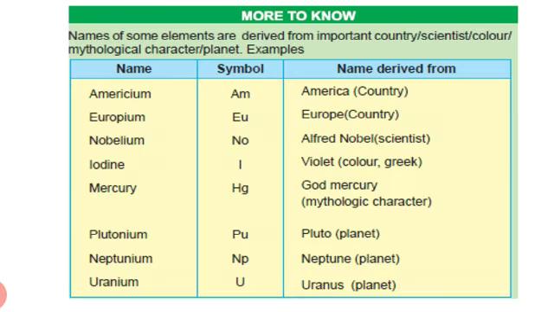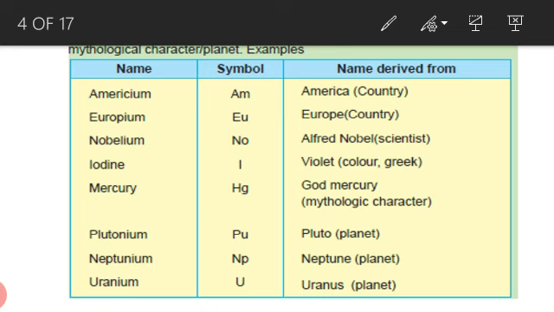Next, some elements are named after important countries, scientists, colors, mythological characters, planets, like this. The first one, Americium. This word comes from America, from the country, and Europe is one of the countries. From this comes one element, Europium. Nobelium, the name derived from Alfred Nobel.